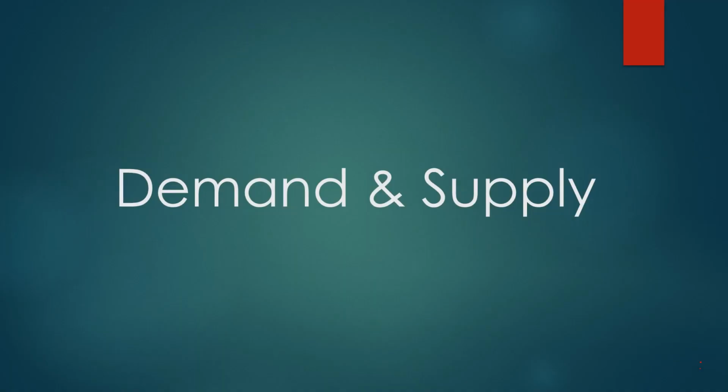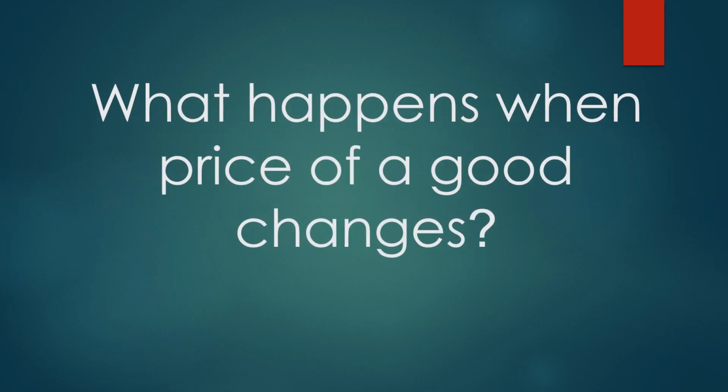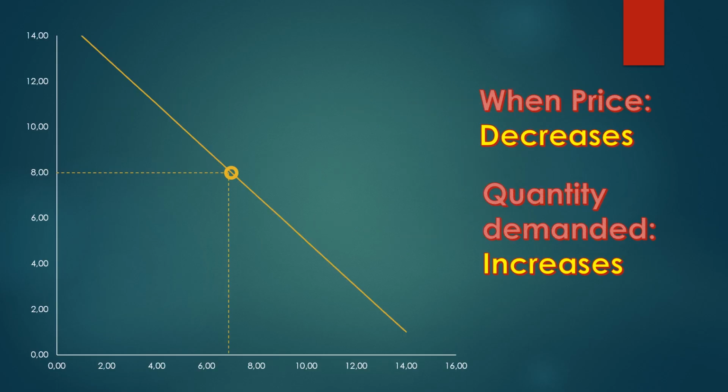Good morning everyone. For this video, I'm going to do the key highlights of demand and supply. So what happens when price of a good changes? Now let us first take a look in the perspective of a consumer. Now you can see that the demand curve is downward sloping.